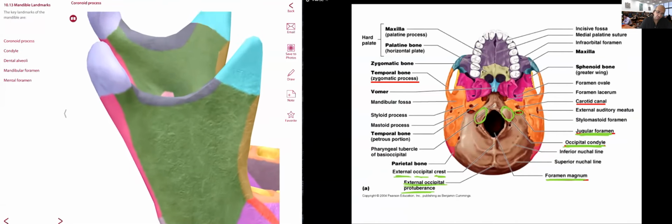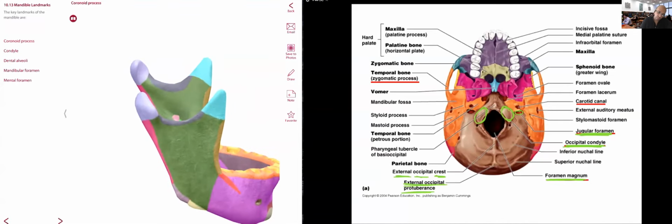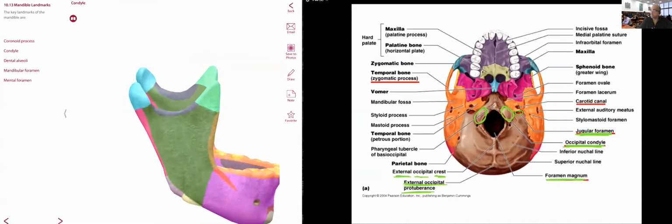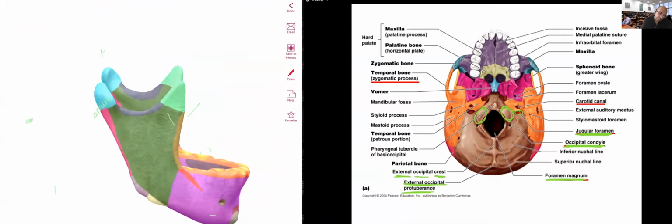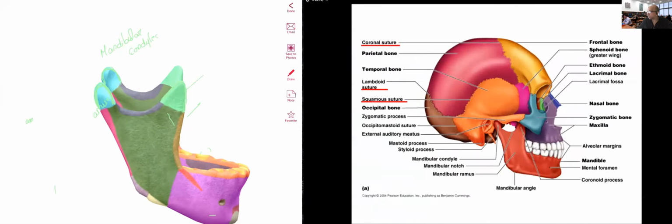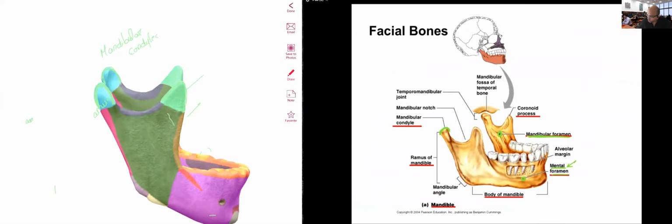So here I have an elliptic shaped articular surface, but not in the occipital bone, it's in the mandible. So what do you think we're going to name them? Those are my mandibular condyles. So the mandibular condyle is this elliptic shaped articular surface of the mandibular process. Anteriorly, we've seen this process is called my coronoid process.